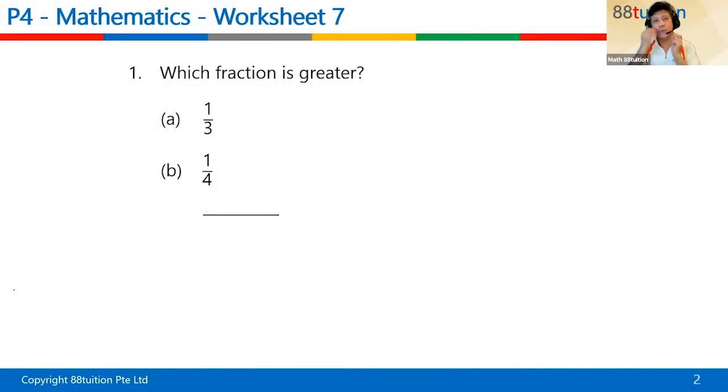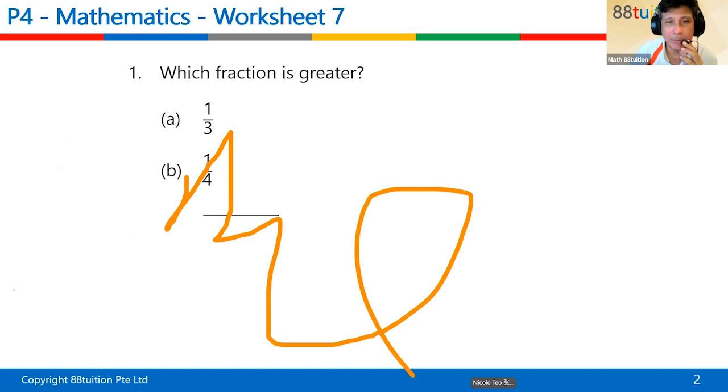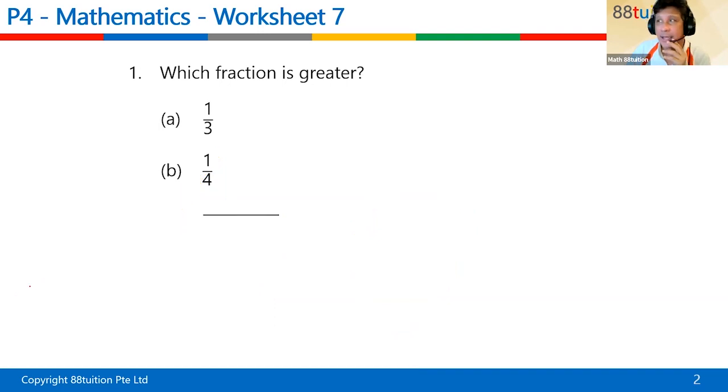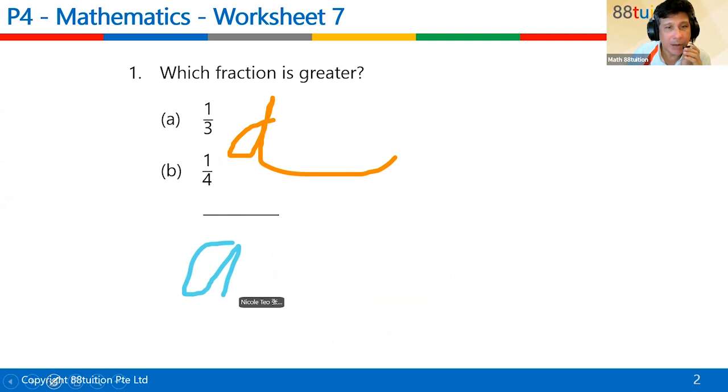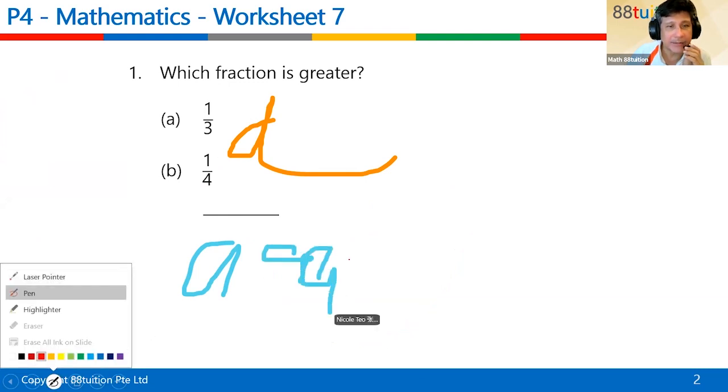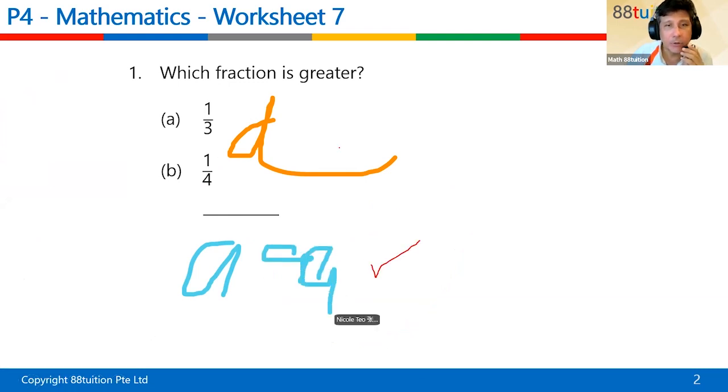All right, so we have question 1, which is actually just comparison of fractions. So this should be more like P3 work. Okay, Nicole, would you like to answer this one and tell us which one is greater or how you figure out your answer? Okay, your answer is A. A is correct. Now, how do you know that A is correct?